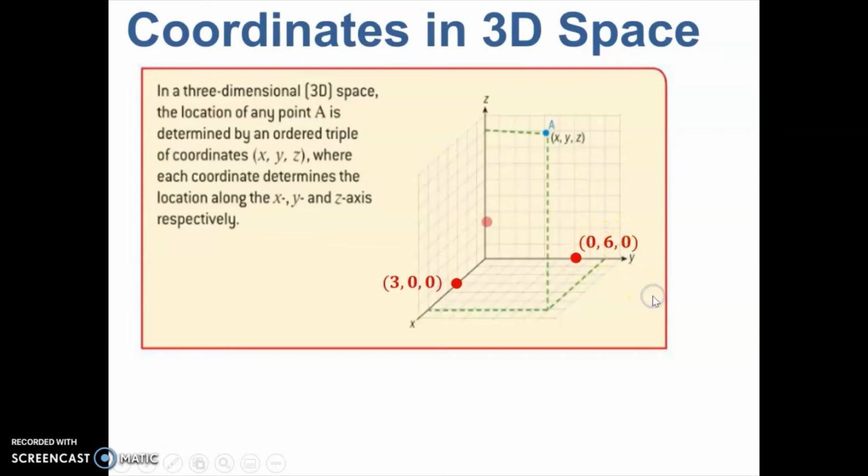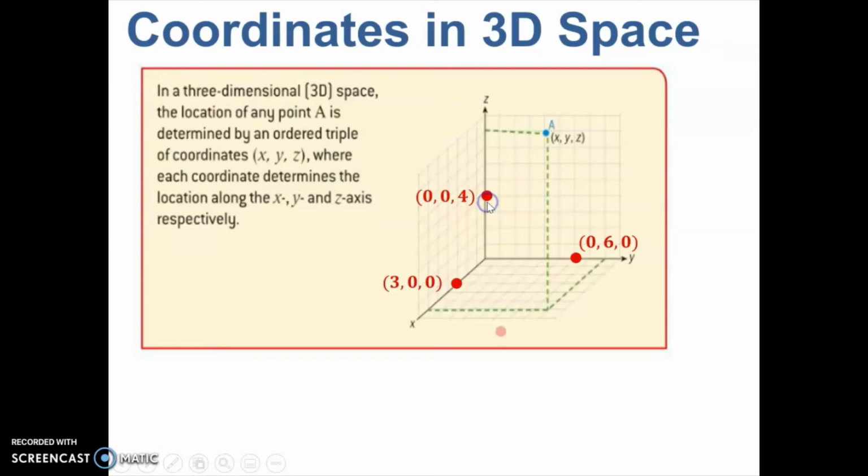Let's try a few more. How about this one here? Okay, I hope you got 0, 0, 4 for that one. Again, this one has not moved along the x-axis, not along the y, but has moved up on the z, so 4 units up on the z-axis.